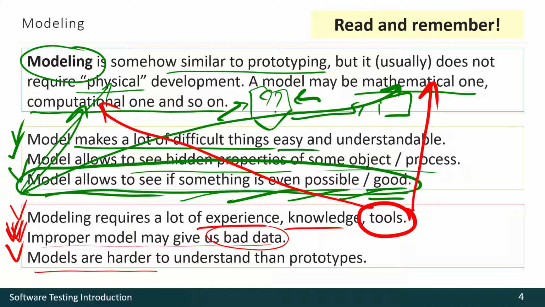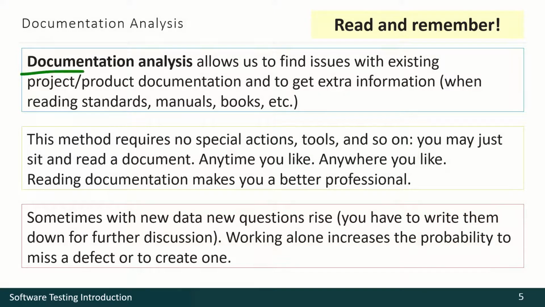And models sometimes are harder to understand than prototypes, especially if our tools are imperfect ones. Because with prototypes we see something real, something that we may interact with. With modeling, it's more like a mathematical, abstract idea. Of course, it comes with some visual aids, with some simplifications and so on, but it is still more difficult to understand than the prototypes.